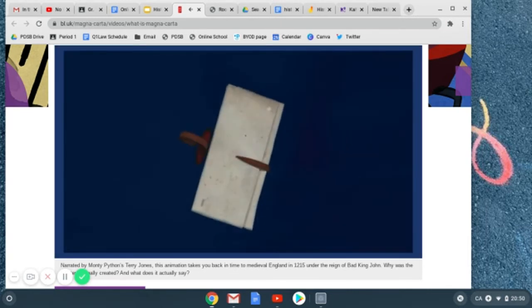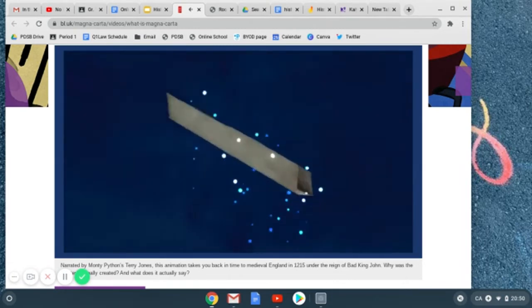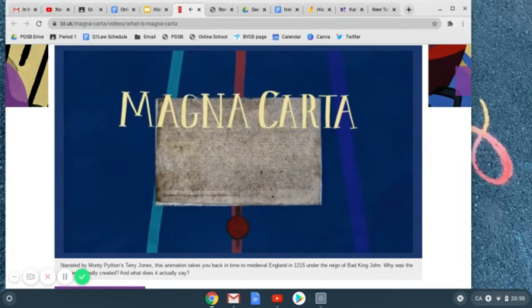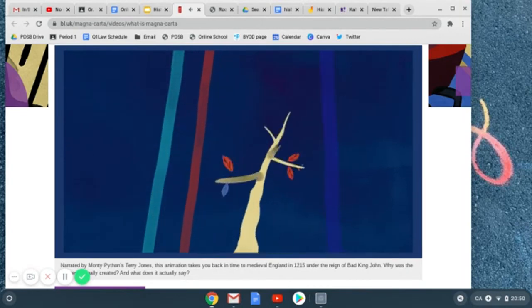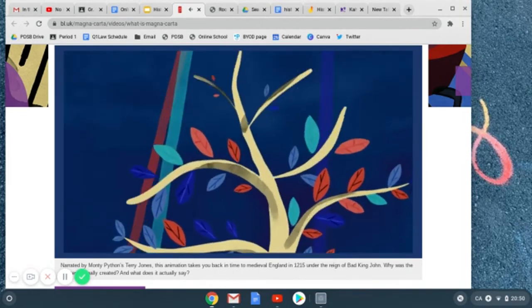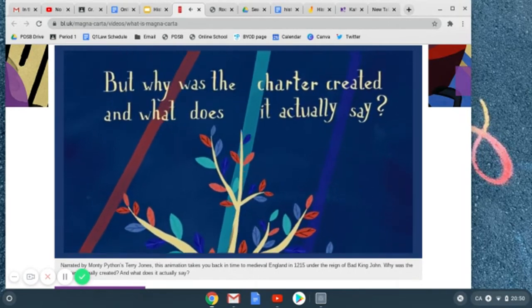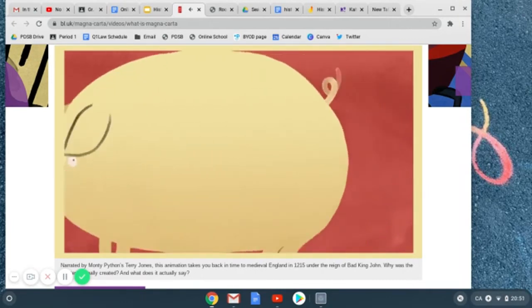This may look like a plain, unassuming piece of parchment, but it is actually one of the most famous documents in the world. Magna Carta, meaning the Great Charter, has inspired people across the centuries, from Thomas Jefferson to Mahatma Gandhi. But why was the Charter originally created, and what does it actually say? Let us take you back to medieval England.